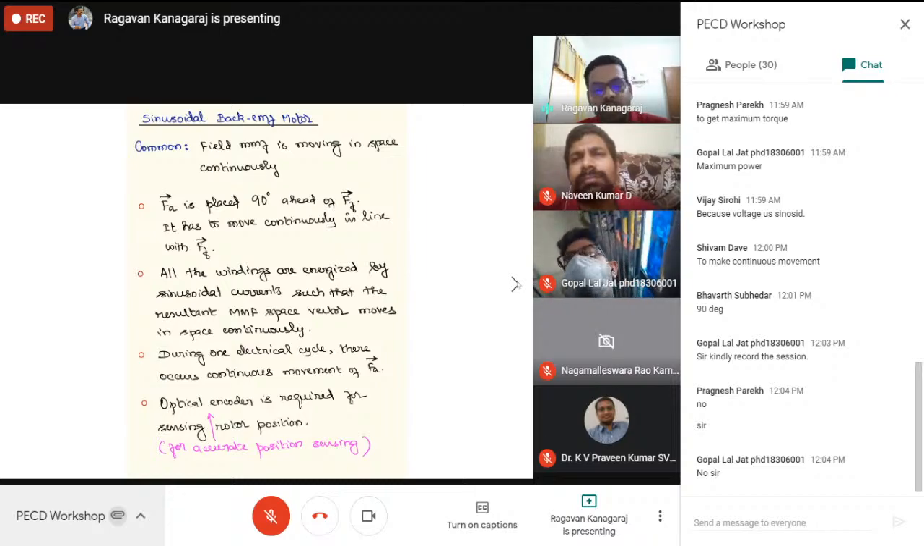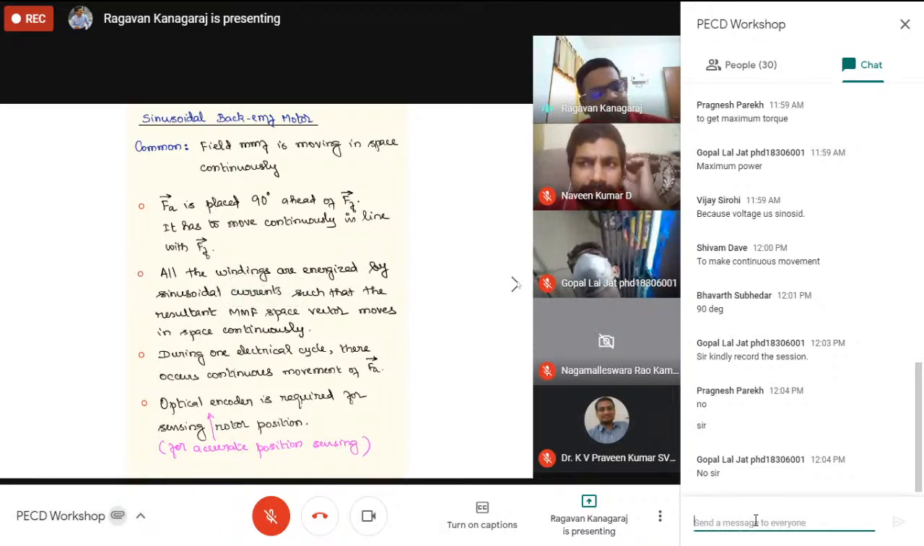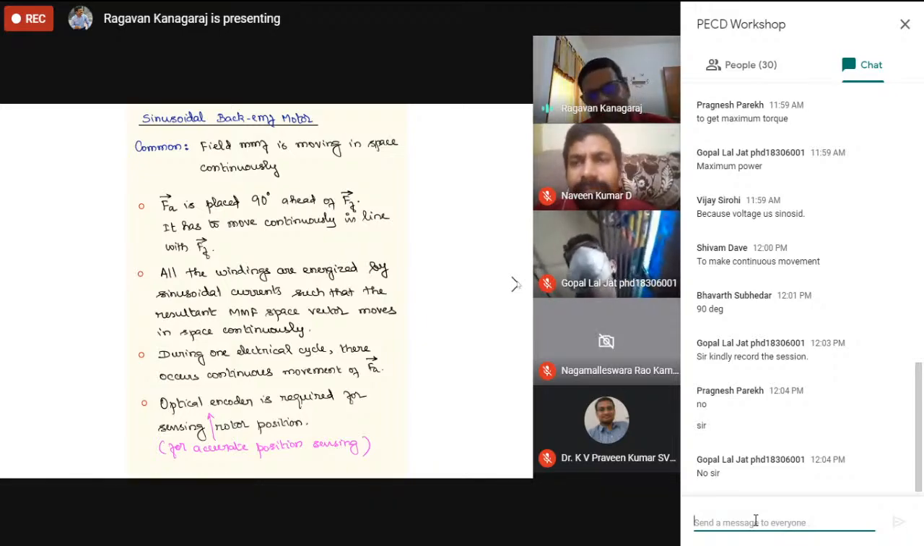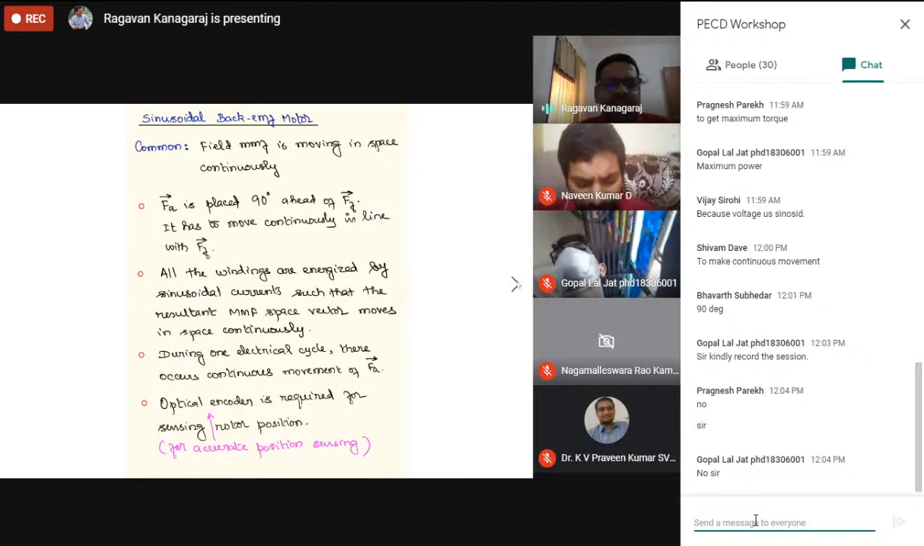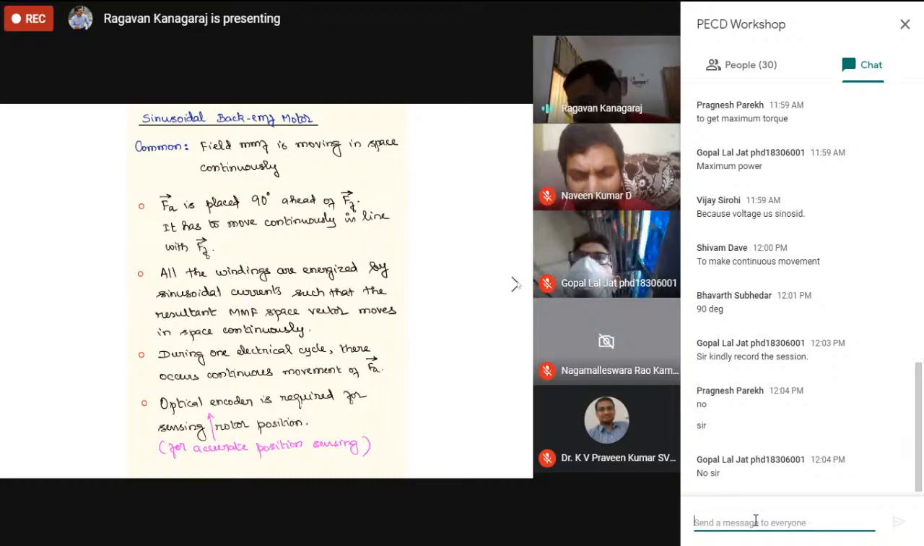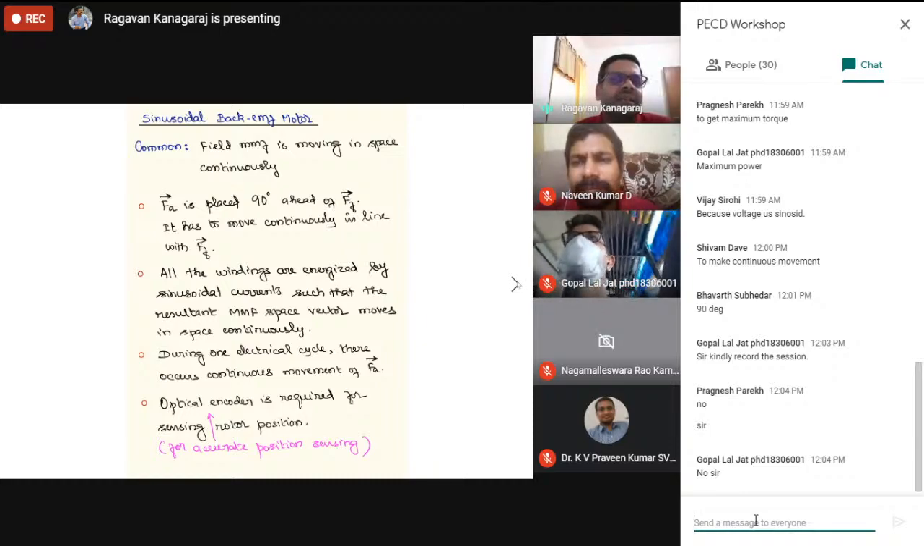Hall sensors cannot do the job. So we have to go for an optical encoder or some such encoder. Encoders are expensive, so that is why many people work on sensorless control. But I strongly advise the PG students and of course UG students to initially work with the position sensor. Don't go for sensorless control, because we are interested in high performance drive.